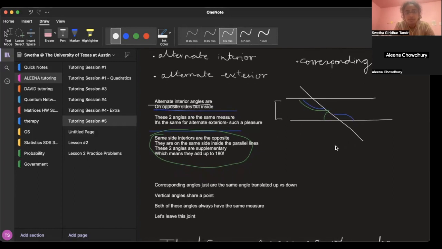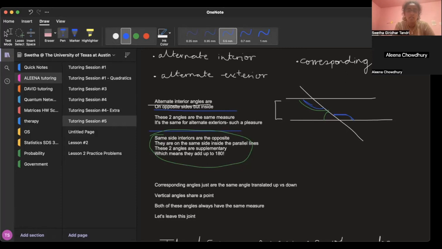Oh, I have a question. You know where the green line is inside of the other lines? Oh, are you talking about what these are? Yeah, I just wanted to ask if there was a blue line there and then one opposite of that, would that still count as an alternate interior angle? Wait, are you talking about these two angles right here?